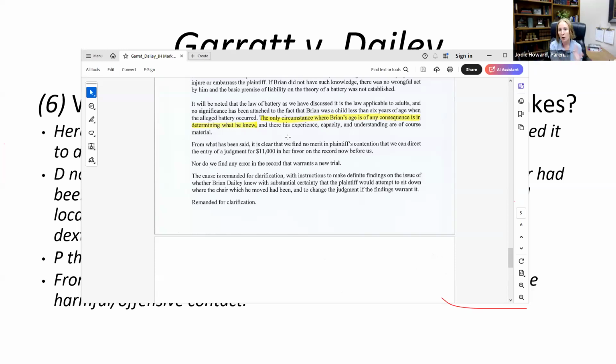We're going to let the lower court decide. Maybe the appellate court knows what they're thinking, they know what most 5-year-olds know. But again, they're not the finder of fact. That's not their job. They have to remand it back for that fact to be determined by the lower court.